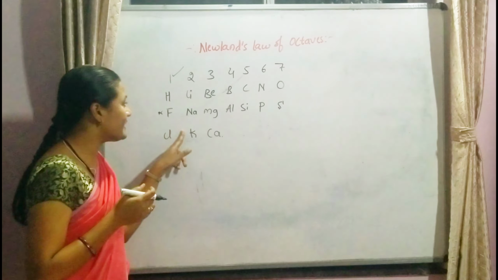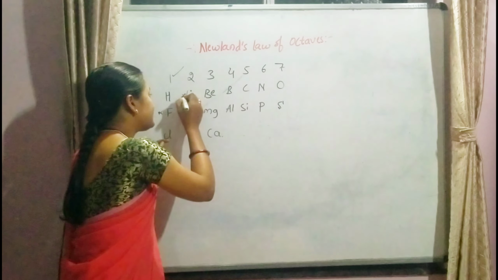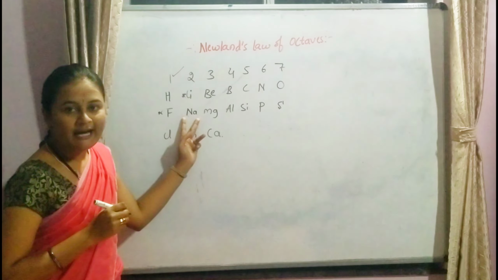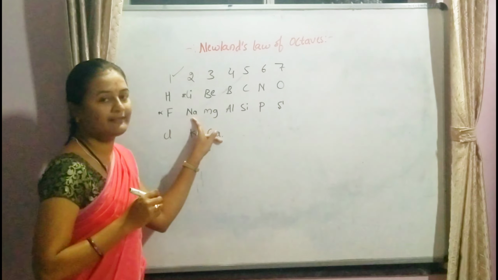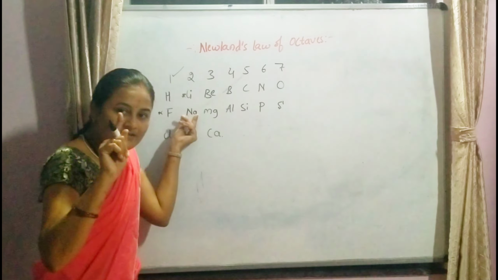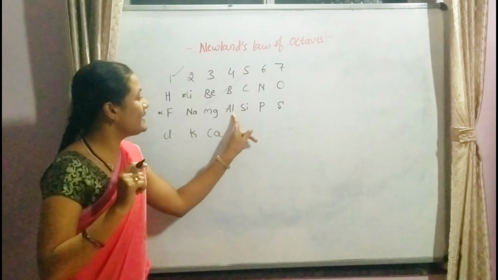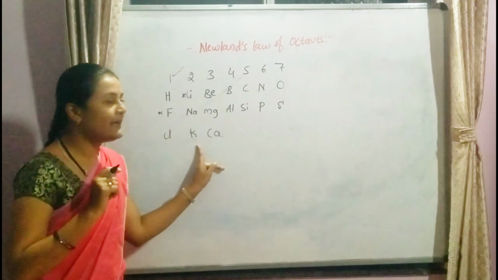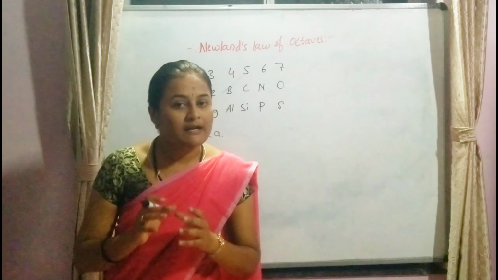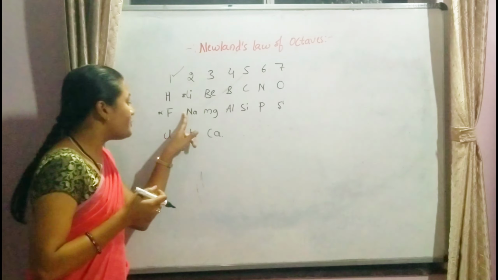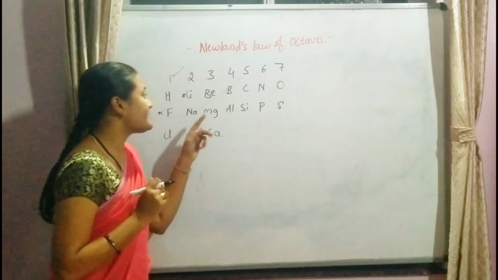Similarly, consider the second column, that is lithium, sodium and potassium. Lithium is the first element and sodium is the eighth element. Similarly, if we consider sodium as the first element, then potassium is the eighth element. Here, lithium, sodium and potassium have similar properties, and also sodium and potassium are highly reactive elements. This is observed in other elements also.